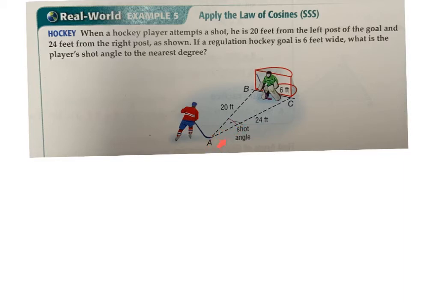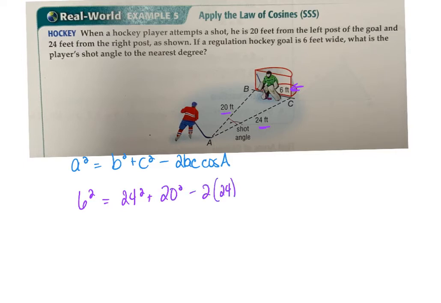So anytime you're solving for an angle, that is the one that's going to be the cosine. All right, so if I'm solving for this one, I'm going to use A. And so I'm going to use a squared equals b squared plus c squared minus 2bc cosine of a. All right, and I'm just going to plug in what I know here. So a squared, well, that's this side right here, opposite the angle, 6 squared, equals b squared, that's the 24, plus c squared, that's the 20, minus 2 times 24 times 20 cosine of a, which I don't know.